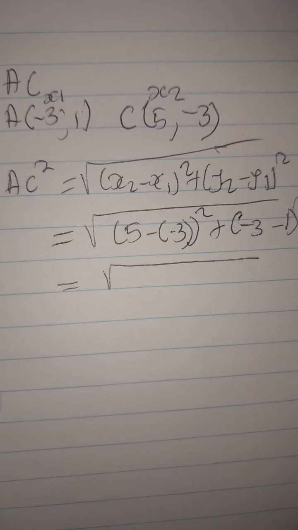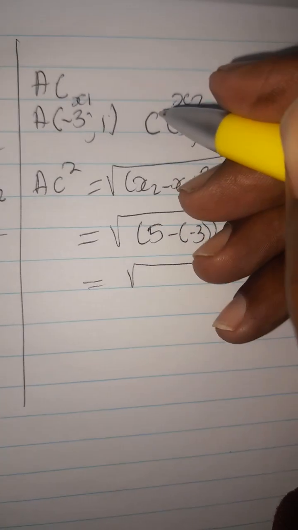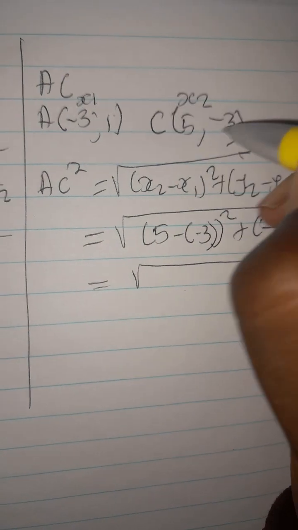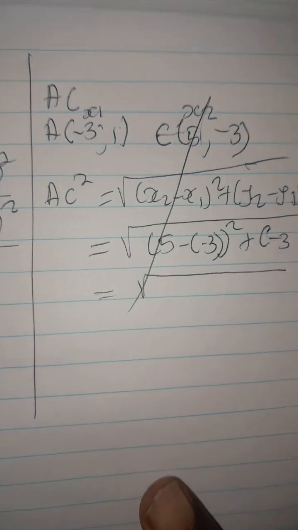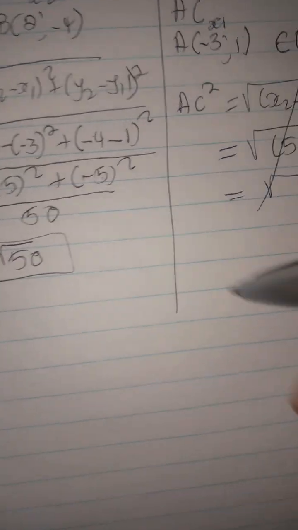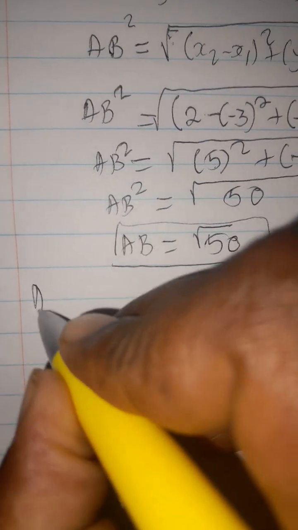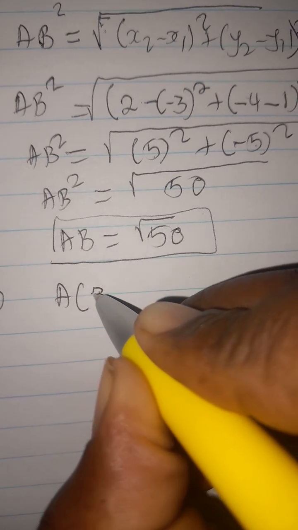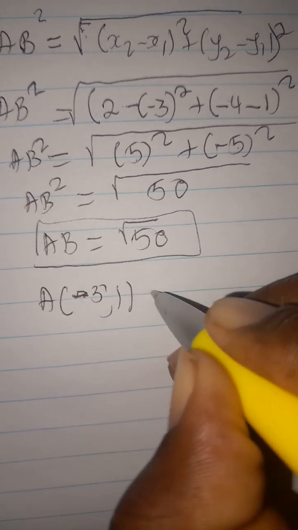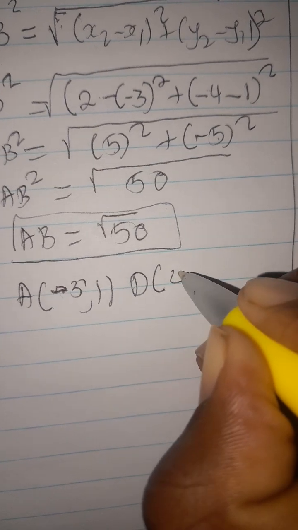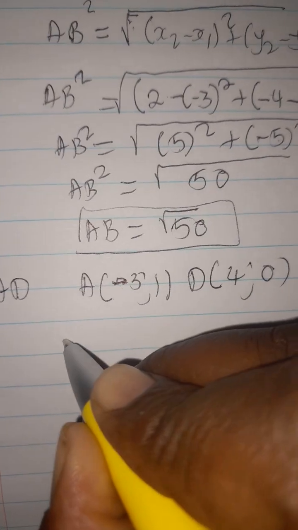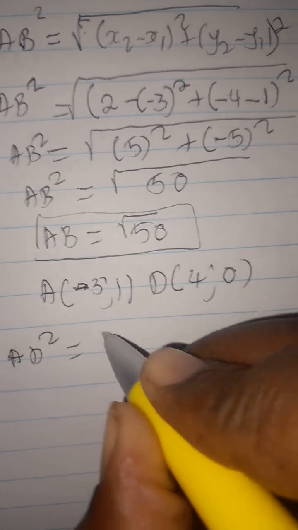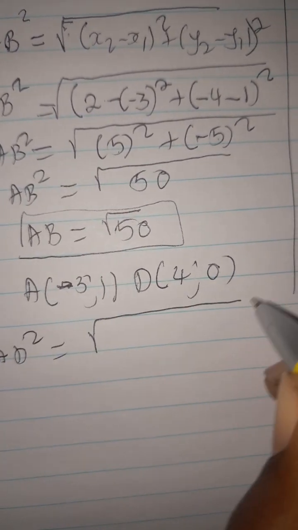But remember, it is not AC, we are looking at AD. Sorry for that, guys. I'm making a mistake. It's supposed to be AD. Okay, let's just cancel this. Right, it's fine. Let me just do it here. AD. Remember that our A is negative 3 and 1, and our D will be 4 and 0, as we have calculated. So to find AD squared, let me just be quick without writing any formula.